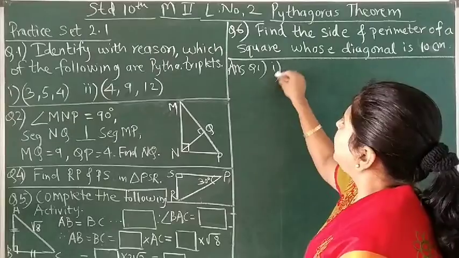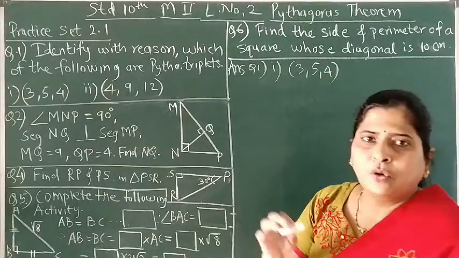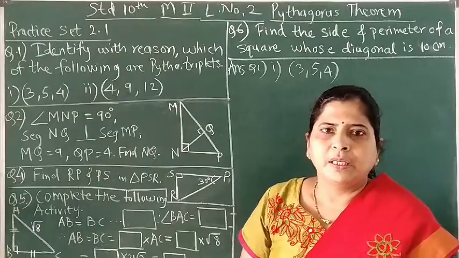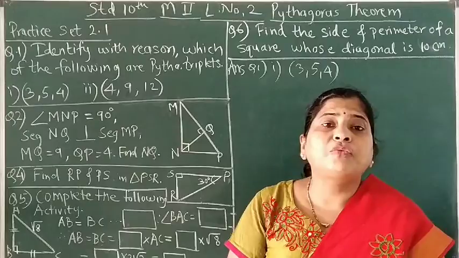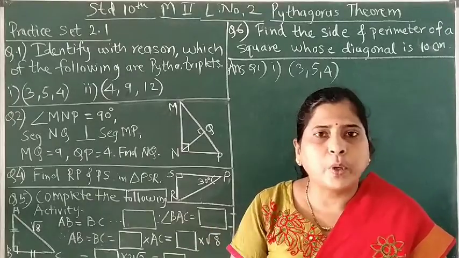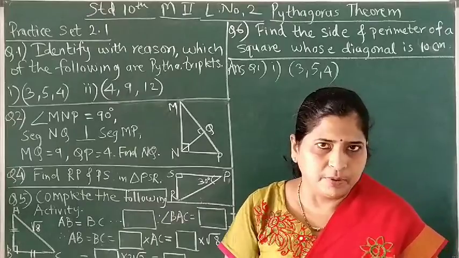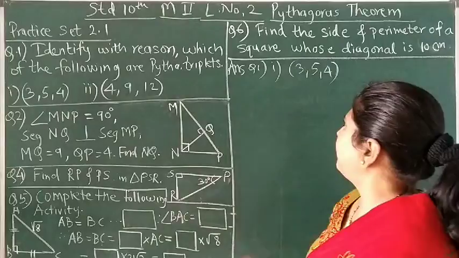Now the first triplet is given to us: 3, 5, 4. Now what is the Pythagorean triplet? Pythagorean triplet is a set of such three numbers where the square of the largest number is equal to the sum of the squares of the remaining two numbers. So we have to check whether this is applicable to this triplet or not.